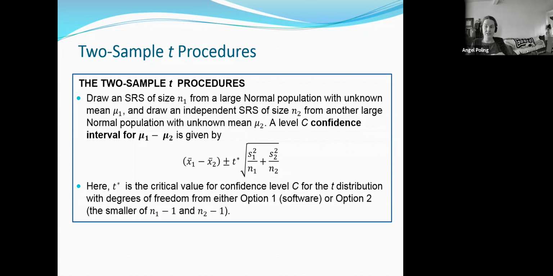Here, t star is the critical value for confidence level C for the t distribution with degrees of freedom. For us, option 2, the smaller of n sub 1 minus 1 and n sub 2 minus 1. So pick the smaller of the degrees of freedom, as we were saying. Whew, that was quite the mouthful.